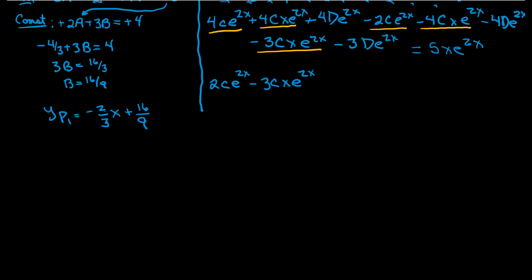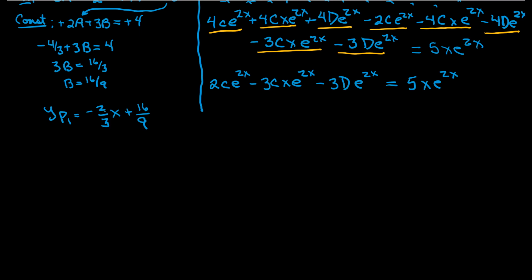Next up, I'm going to look at the d times e to the 2x. Well, there's 4 of them. And as I continue down, here's minus 4 of them. So 4 minus 4 is going to be 0 of those. Then I'm going to have a minus 3 of them. So I wind up with minus 3d e to the 2x. And it's still equal to this right-hand side value of 5x e to the 2x.